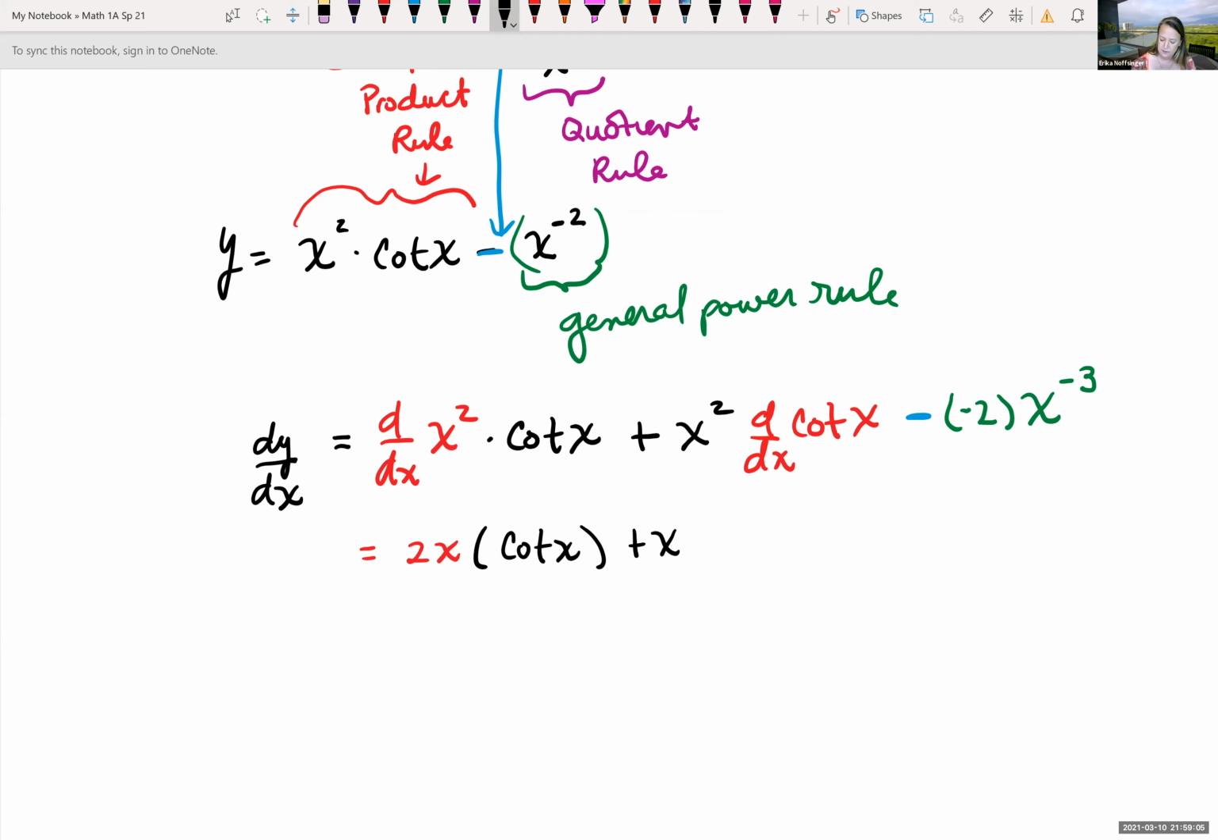Plus x squared. Now let's restate that. So the derivative of cotangent of x is itself, cotangent x. It has a cot in it, so we said it was negative, times, this one was cosecant x. And then we have a minus, so that's really a plus 2. We might as well rewrite x to the negative 3 as bringing that down to the denominator, making the exponent positive. So plus 2 over x cubed.